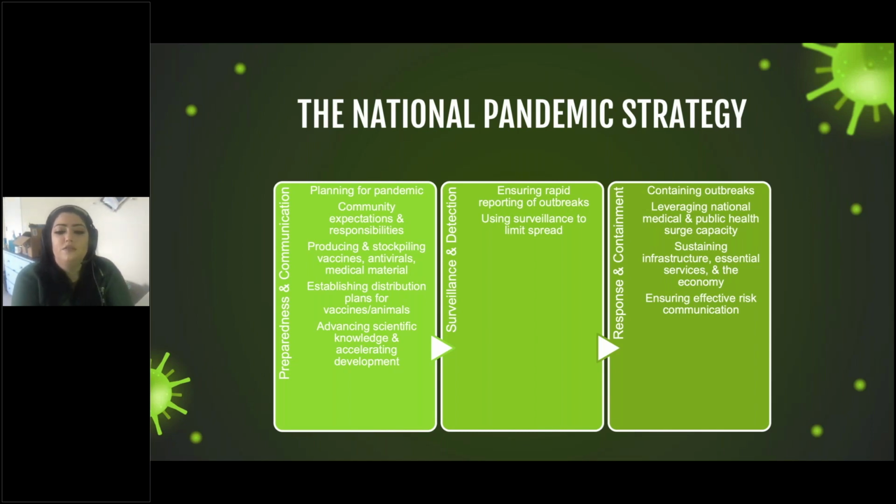The second pillar is surveillance and detection. This should sound familiar, especially if you're in incident response. This pillar focuses on ensuring rapid reporting of outbreaks to both public health entities and citizens, and using surveillance to limit the spread of a virus. Finally, the third pillar is response and containment. This focuses on containing outbreaks, leveraging national medical and public health surge capacity, sustaining infrastructure, essential services, and the economy, and ensuring effective, consistent risk communication.